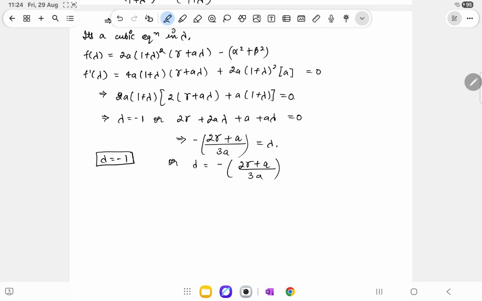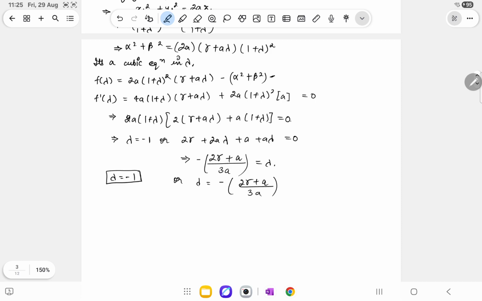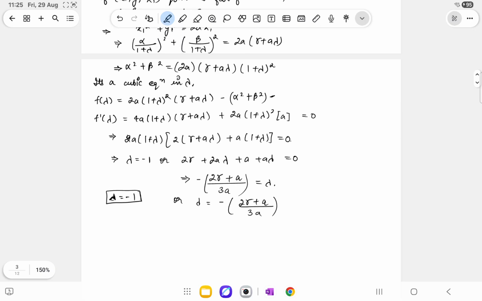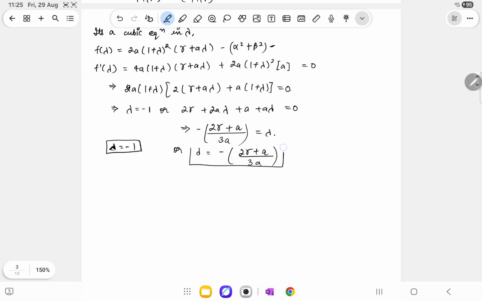If two of the normals coincide, then one of these root values of lambda must be a root of this f lambda twice. So if we substitute lambda equal to minus 1 here, we'll get alpha square plus beta square equal to 0, and from there alpha equals beta equals 0, and that doesn't lead us anywhere. So we'll be using the other value of lambda, because this is also a root of f lambda.